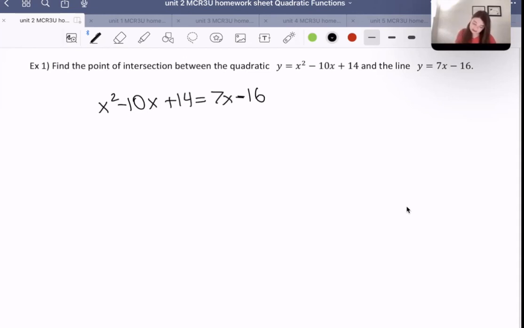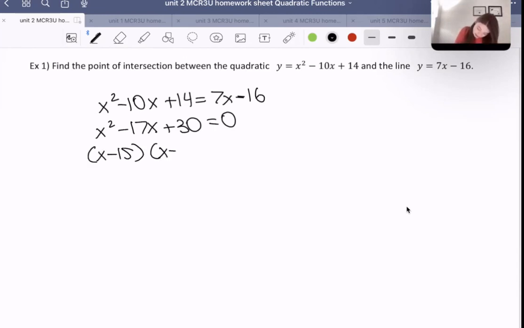So let's do that. Let's subtract 7x from both sides. So x squared minus 17x, and then add 16 to both sides, and we get an equation like this. Now there's two possible things we could do from here. We could either use the quadratic formula to solve this, which would be my preference generally, or we could find two numbers that multiply to 30 and add up to negative 17. Actually, I already have those two numbers in my head, so I will factor in this case. Two numbers that multiply to 30 and add up to negative 17 are negative 15 and negative 2. So x minus 15 and x minus 2.